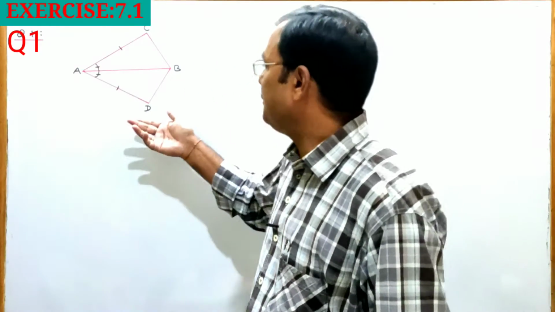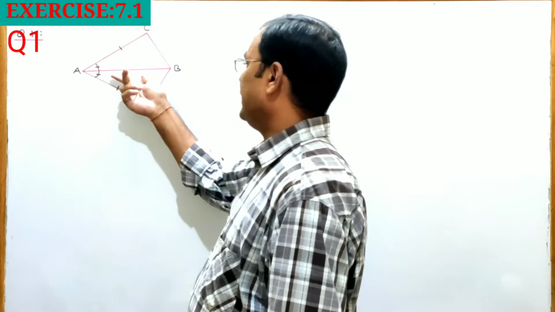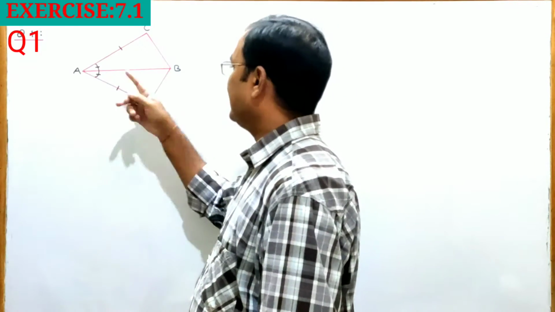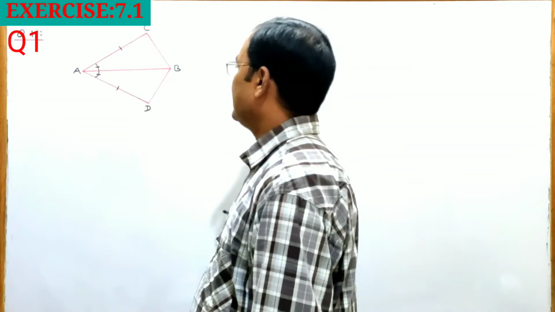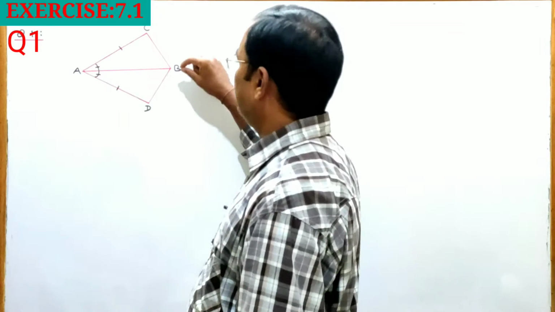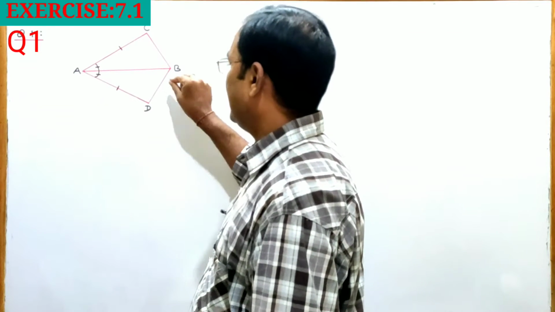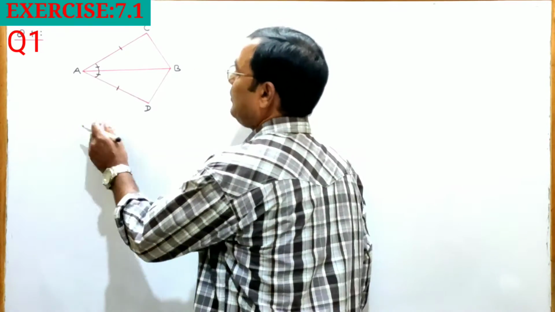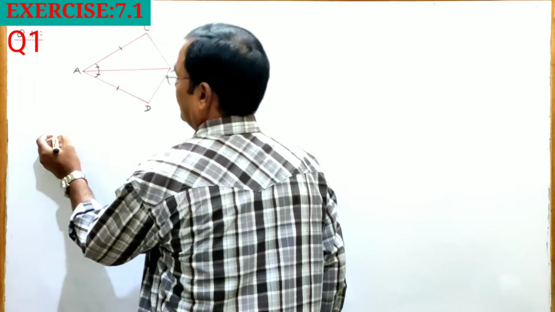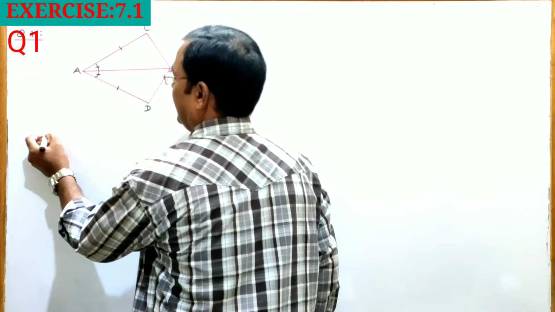So in the given figure, AC is equal to AD and AB bisects angle A. Angle A means angle CAD of quadrilateral ACBD. And then we have to find a relation between sides BC and BD of quadrilateral ACBD. So let's prove this result in this question.